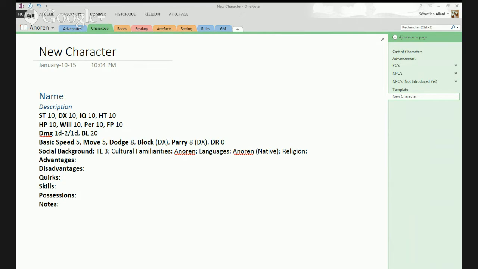As you know, GURPS is a generic system, so you have to have an idea before going in and designing a character. So of course I did a little brainstorm before starting the video. I'm gonna create a character that will be a merchant in my game.